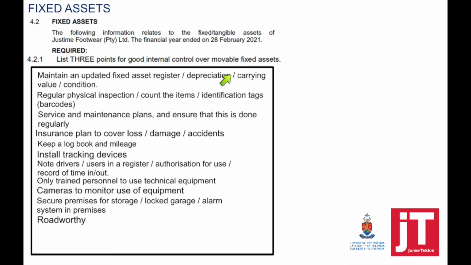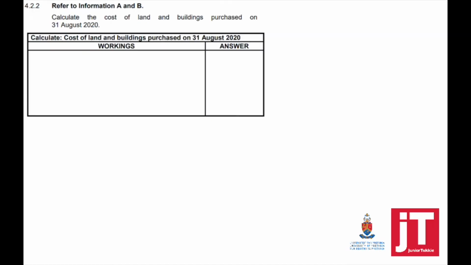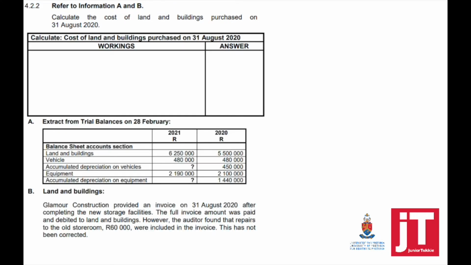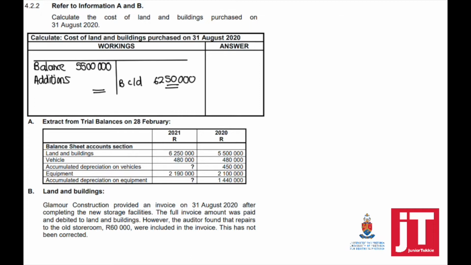Remember, when we're talking about movable fixed assets, we're talking about fixed assets that consist of equipment and vehicles. Question 4.2.2, refer to information A and B. Calculate the cost of land and buildings purchased on 31 August. Here they're specifically asking for the cost of the land and buildings that was purchased. They provided you with the balance at the end of last year, or the beginning of this year, and the end of this current financial year.